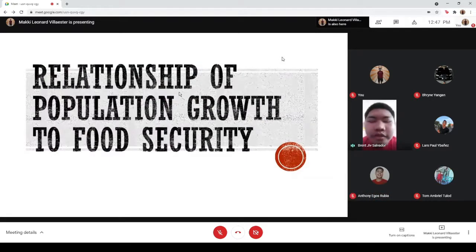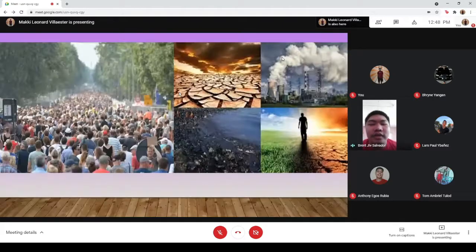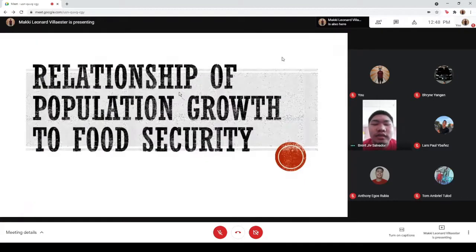Good day. I am Engine Cadet Salvador. I am here to discuss the relationship of population growth to food security. So, what is food security? As per the UN, food security means that all people at all times have physical, social, and economic access to sufficient, safe, and nutritious food that meets their food preferences and dietary needs for an active and healthy lifestyle. So, how does population growth affect food security? Why does population matter to food security?